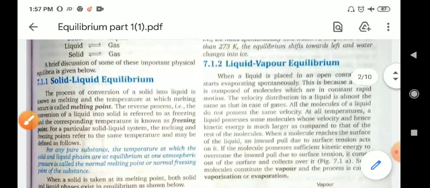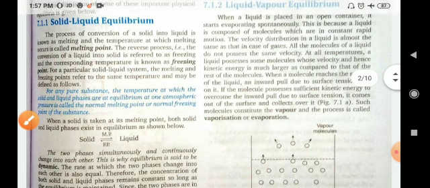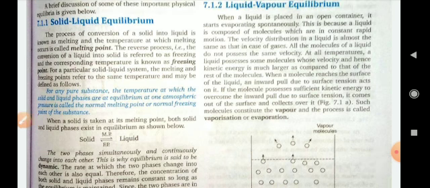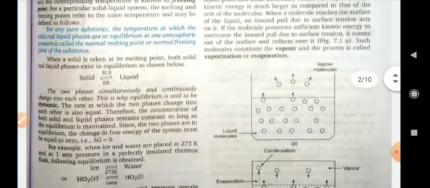Liquid-vapor equilibrium. When a liquid is placed in an open container, it starts evaporating continuously. This is because a liquid is composed of molecules which are in rapid motion. The velocity distribution in the liquid is almost the same as that in gases. So when you heat the liquid, the molecules absorb heat, get vaporized and go into the atmosphere. In this condition, no equilibrium exists.